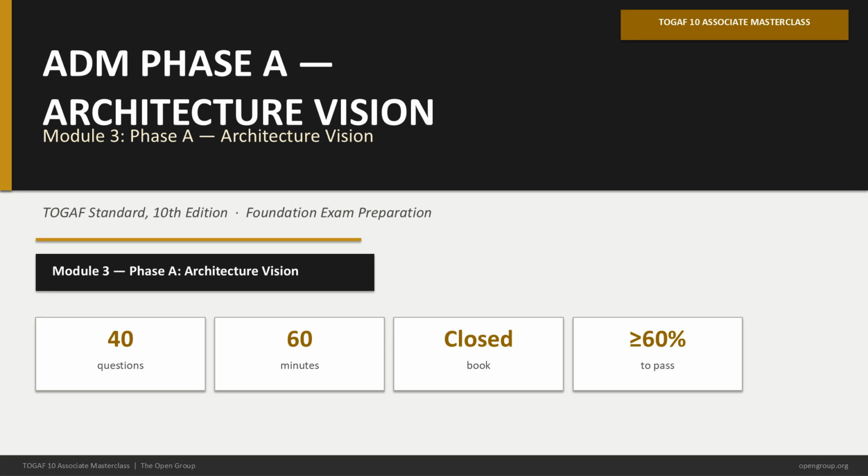Welcome to Module 3. We're now going deep into the first phase of the ADM cycle, Phase A, Architecture Vision. If the preliminary phase is about getting the organization ready to do architecture at all, Phase A is about kicking off one specific cycle of work, setting its scope, painting the aspirational picture, and getting formal approval to proceed. It's a phase the exam loves, particularly around what triggers it and what it produces. Let's see exactly how a cycle of architecture gets started.